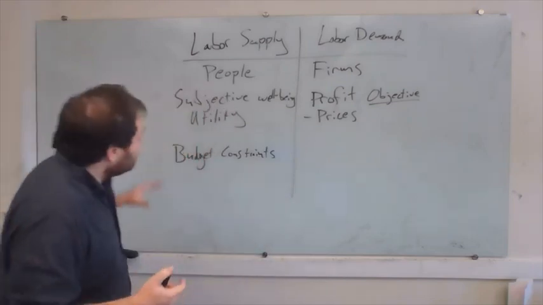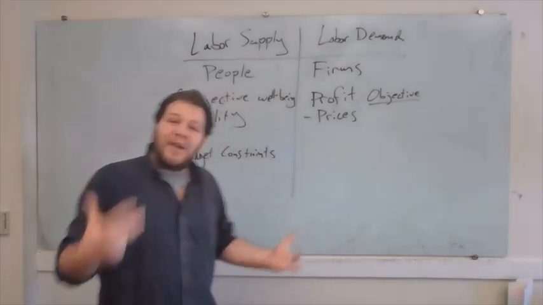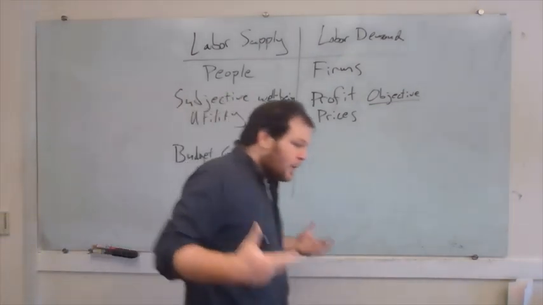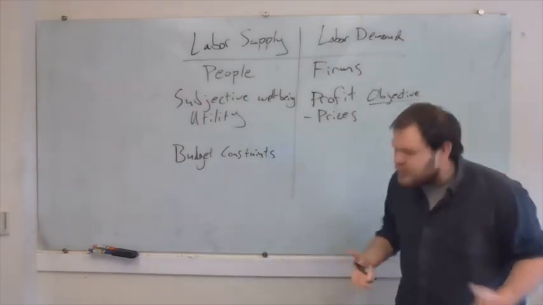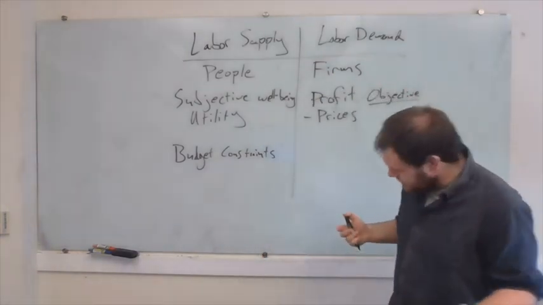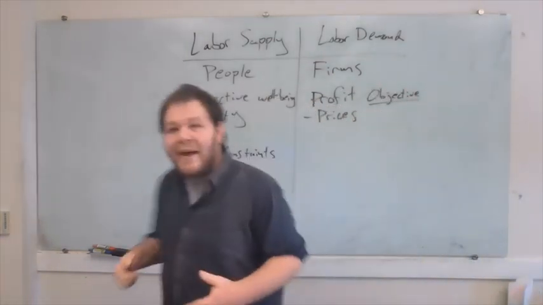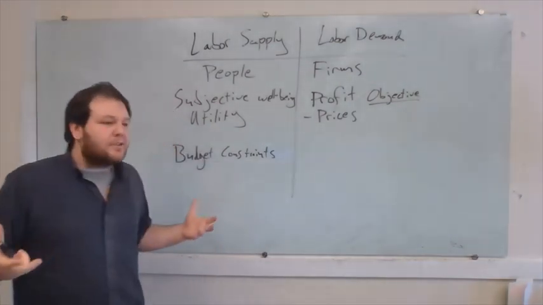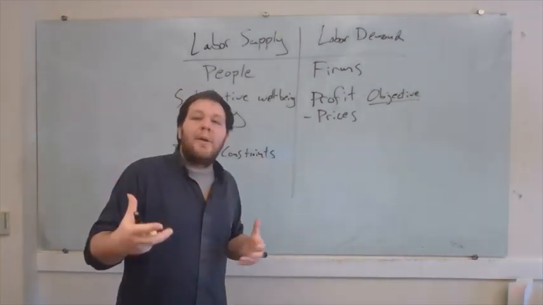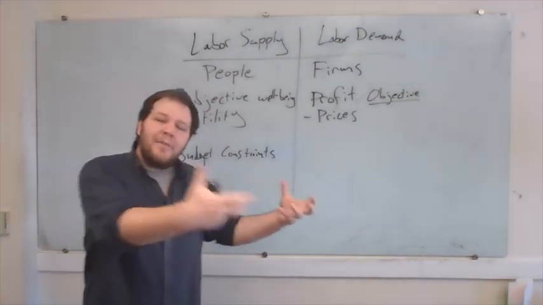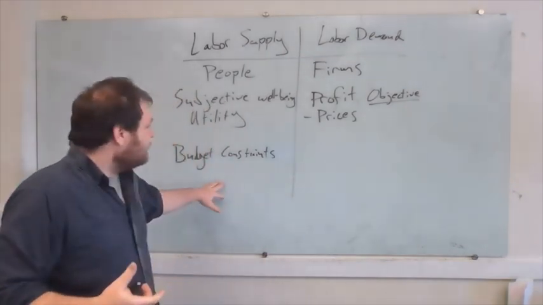On the other hand, for firms, we're not going to have budget constraints. We're going to model firms as being able to hire as many workers and as much capital as they want without having to worry about, I only have $300, so how many workers can I hire? How many robots can I hire? What's my best combination of workers and robots that cost $300?